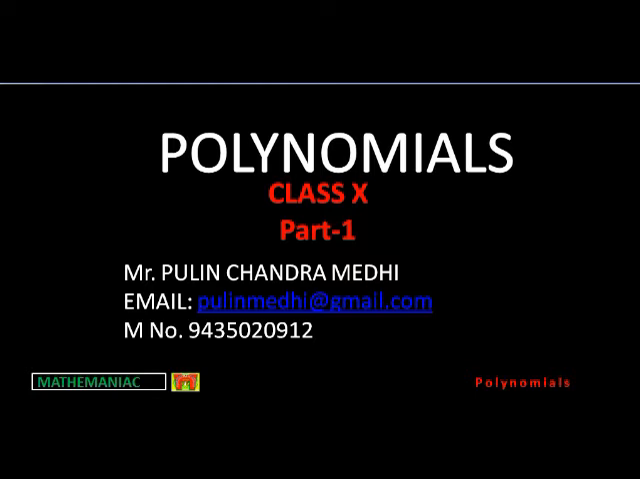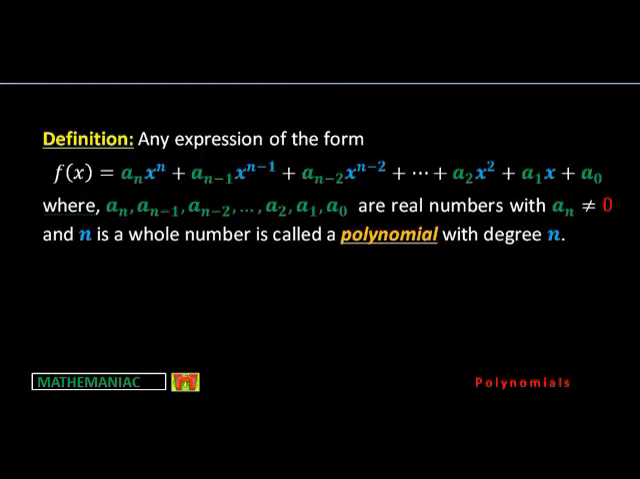So let's start with polynomials. First, let us try to know what exactly a polynomial is. I'm going to give you the formal definition here. It is any expression of the form f(x) = a_n x^n + a_(n-1) x^(n-1) + ..., where the sign may be plus or minus. These types of expressions are said to be polynomials.